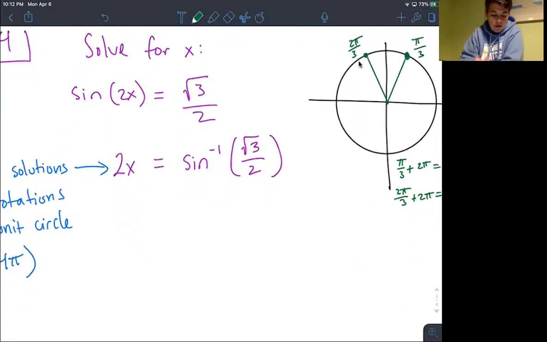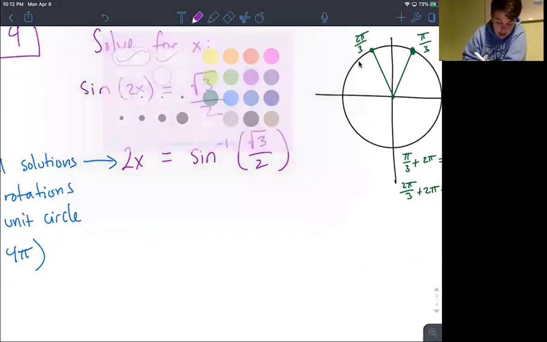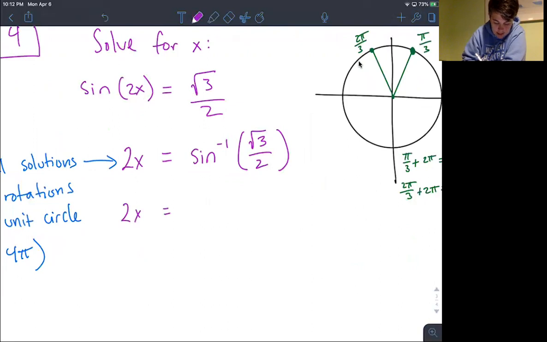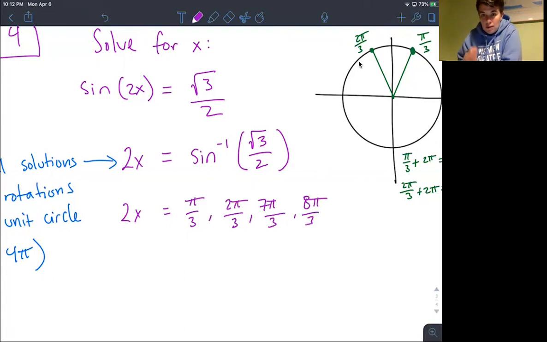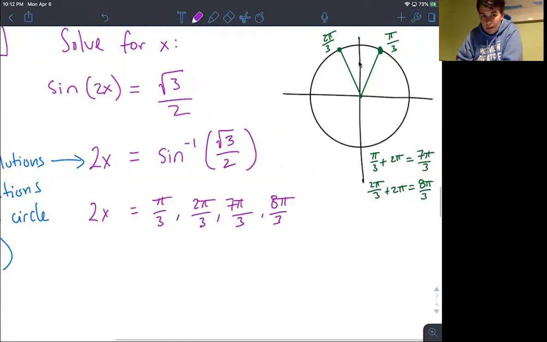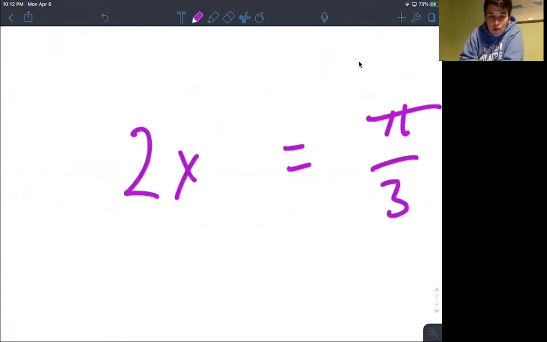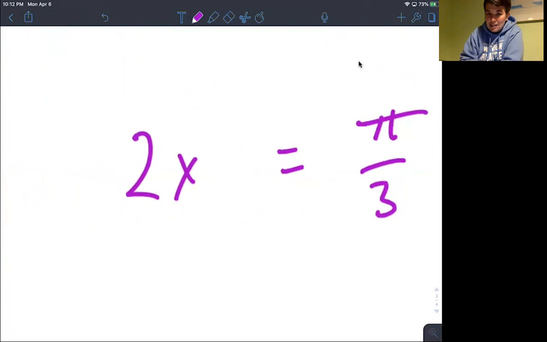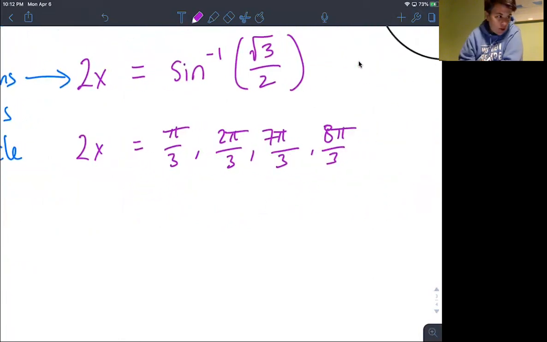So let's get back over here. And I'm going to say, all right, so 2x is equal to pi over 3, 2 pi over 3, 7 pi over 3, and 8 pi over 3. Everybody with me? You see how I got those? So those are the angles where the sine value is rad 3 over 2, and I did it for 2 rotations. Here's why I did it for 2 rotations. I don't want 2x, I want just x, right? I want just x. So how do I get that 2 out of there?